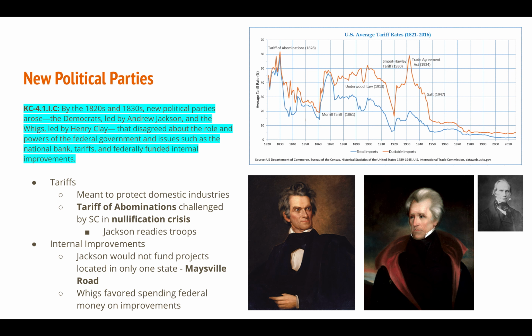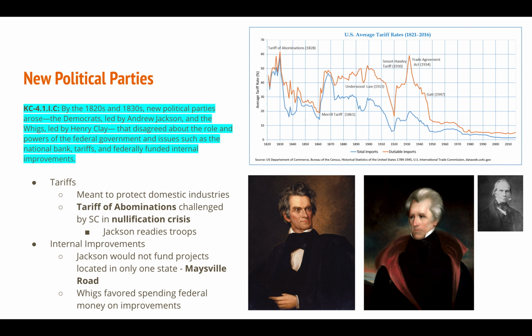And then the final issue here, internal improvements. Again, another part of the Whigs' American system. Jackson would not fund projects located in only one state. An example of this was the Maysville Road, which was going to only be located within the state of Kentucky. And it just turns out that Henry Clay was from the state of Kentucky.